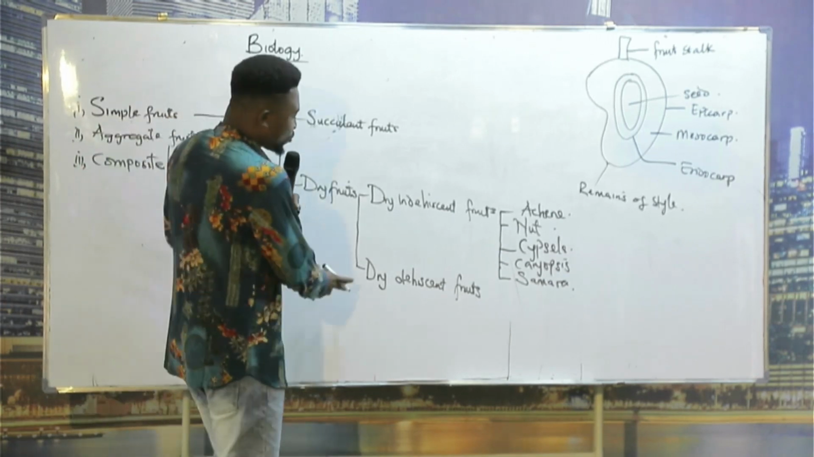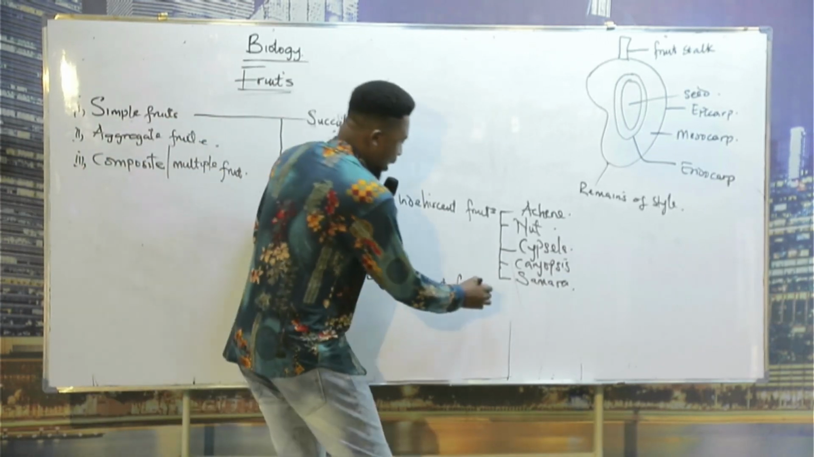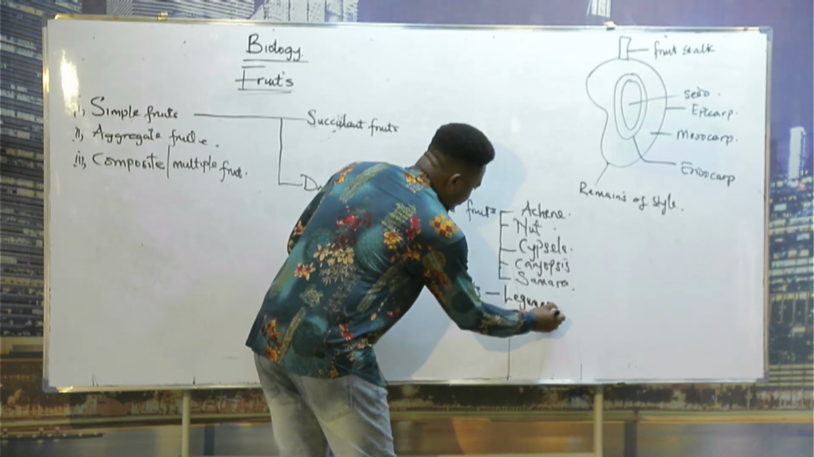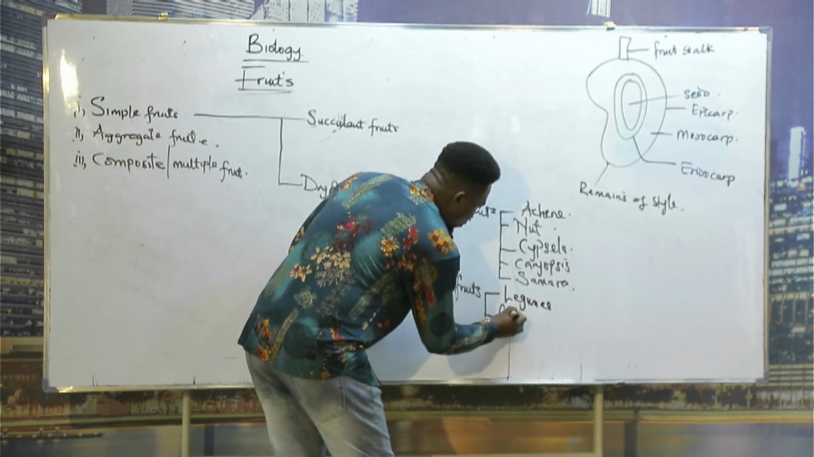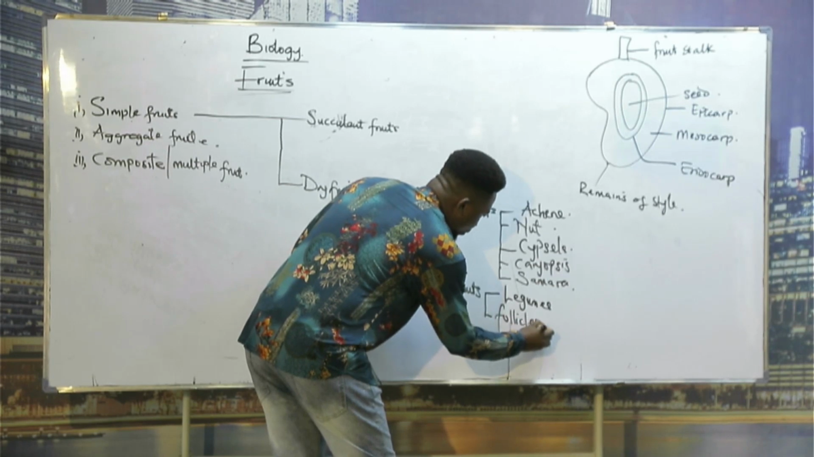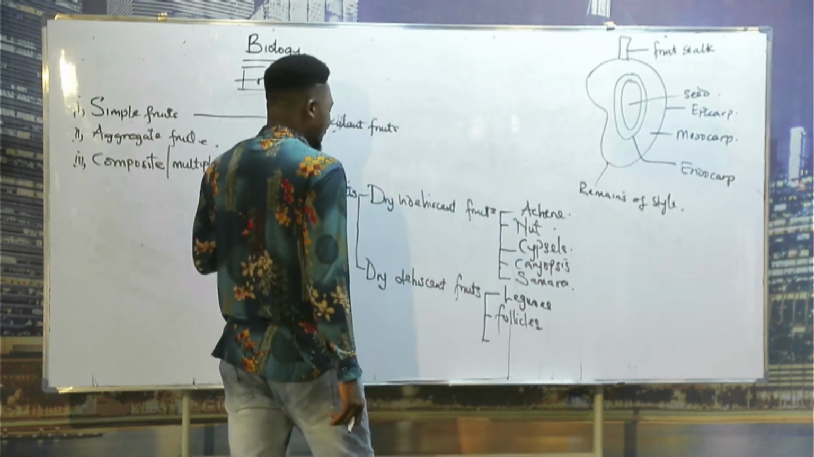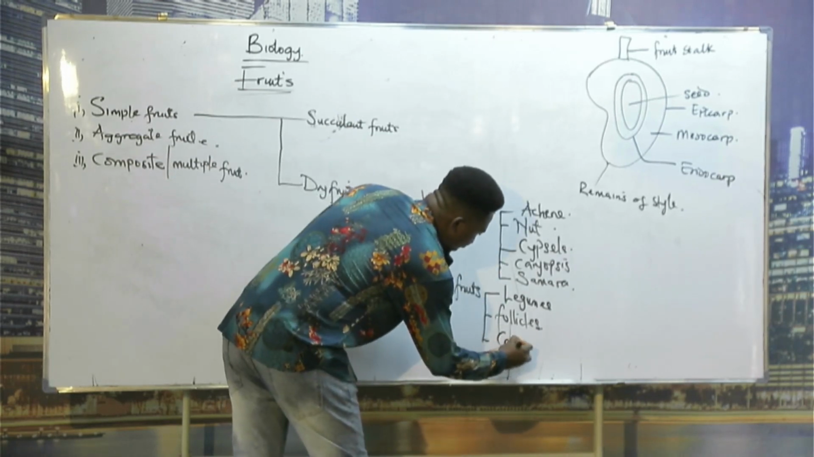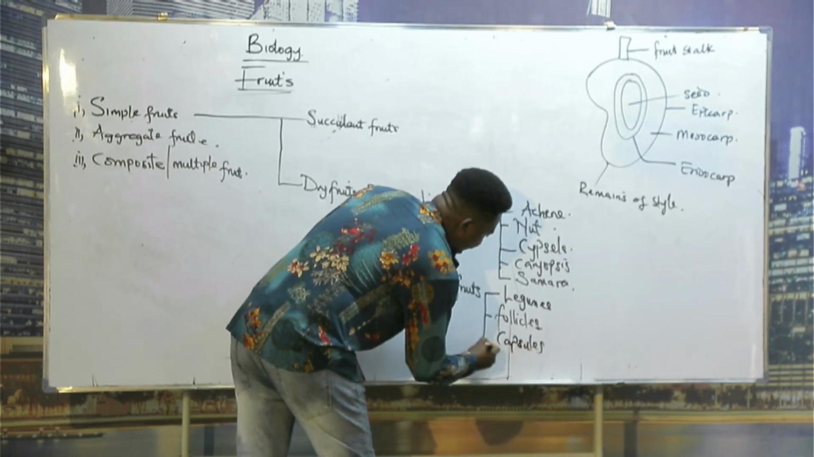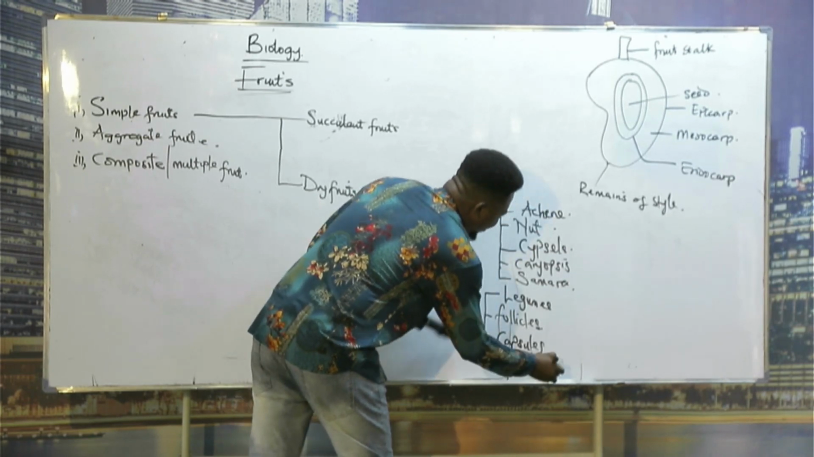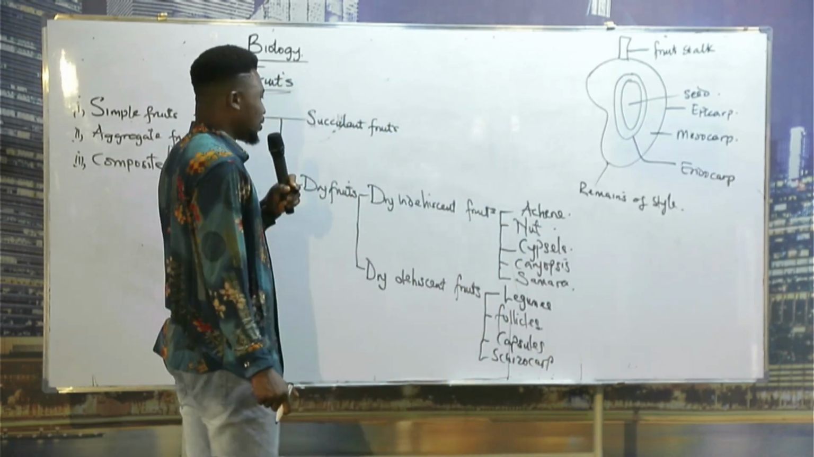But when we talk about dry dehiscent fruit, we have the legumes. We have the follicles. We have the capsule, and we have the schizocarp.